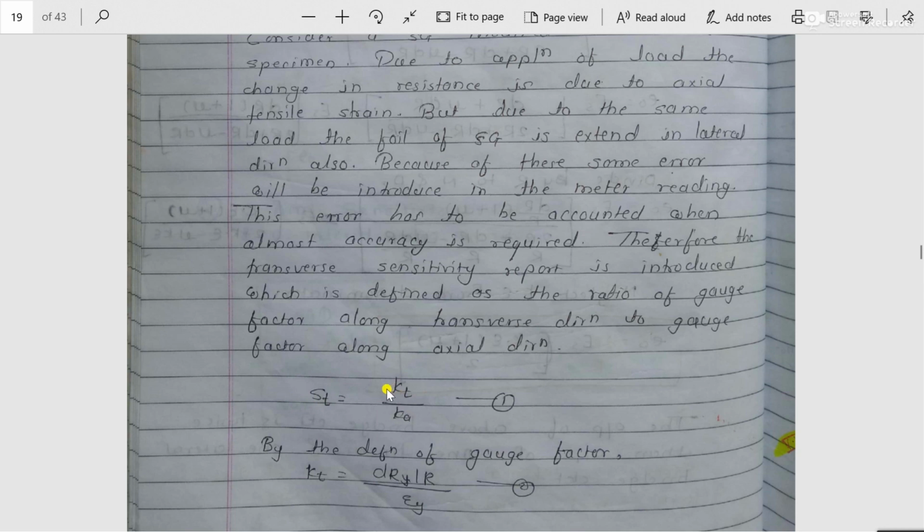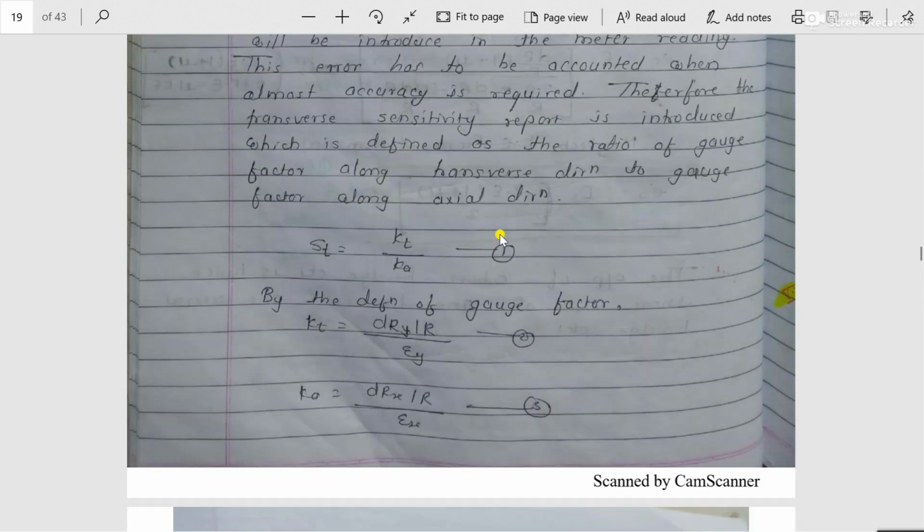K is called the gauge factor, but here I have written Kt, meaning the gauge factor along the transverse direction, to the gauge factor along the axial direction. So this is equation number 1, which we have obtained from the definition of the transverse sensitivity or the cross sensitivity. But as we know, what is the definition of gauge factor?